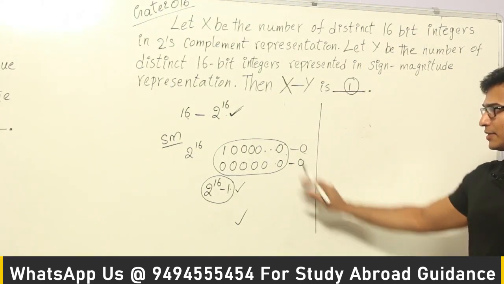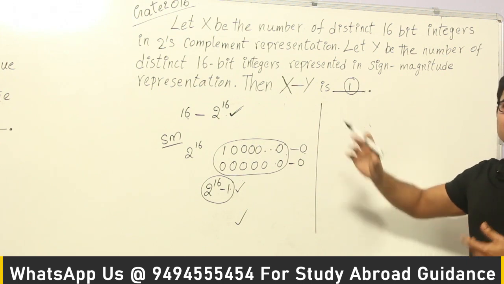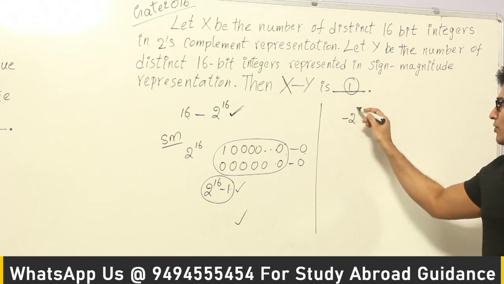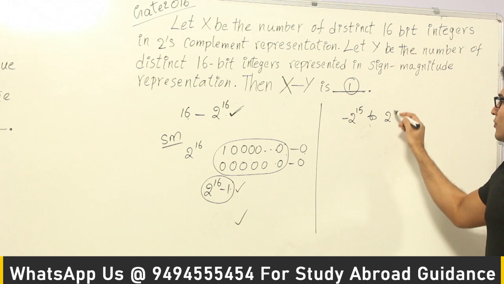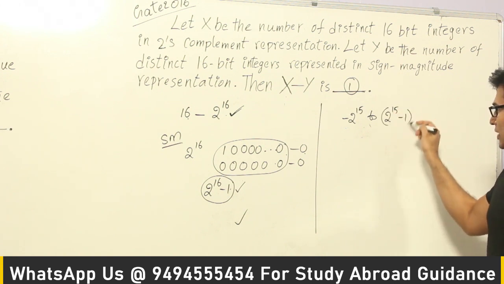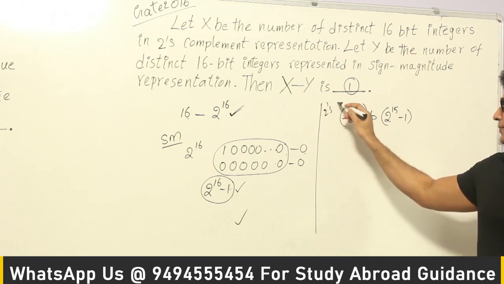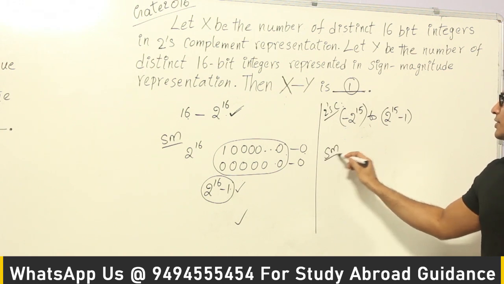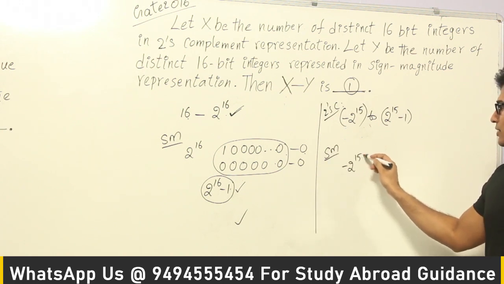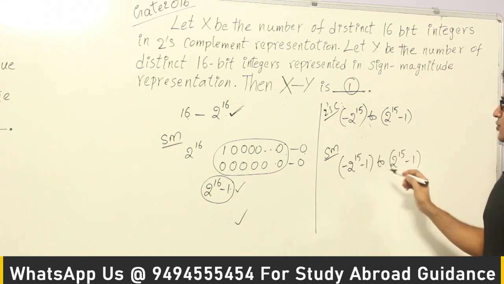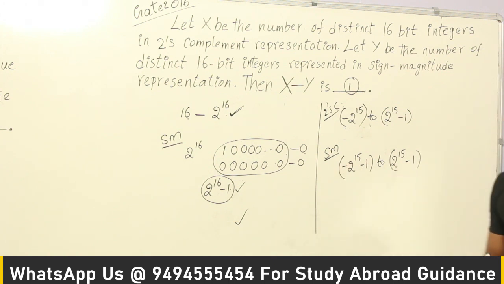Now if you didn't understand this method, whatever I discussed, maybe you can go with the range of numbers, right? Now using 16 bits, what is the range of numbers that can be represented in 2's complement? In 2's complement, we know that minus 2 power 15 to 2 power 15 minus 1 is the total range of numbers we can represent using 16 bits, right? Now this is in 2's complement. Now in sign magnitude, minus 2 power 15 minus 1 to 2 power 15 minus 1. So this is the range we use in sign magnitude, right?